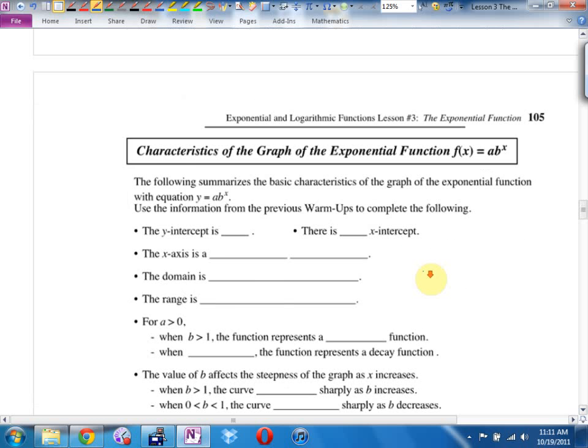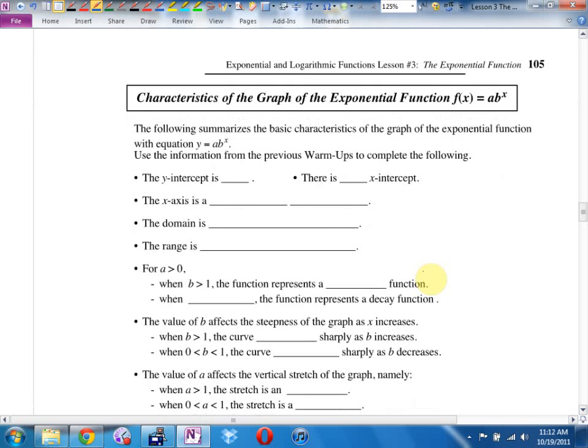The y-intercept is normally 0, a. And if a is 1, like the first bunch that we looked at, it's 0, 1. There is blank x-intercept. What word goes there? No x-intercept. The x-axis is a horizontal asymptote. The domain is all reals, and the range is everything above 0.